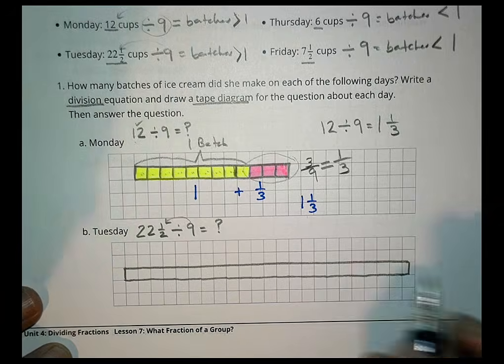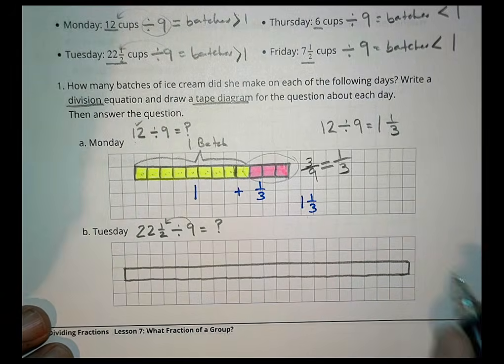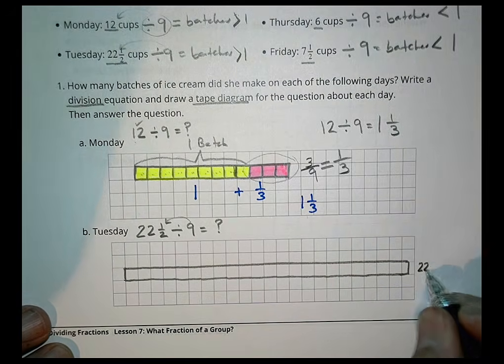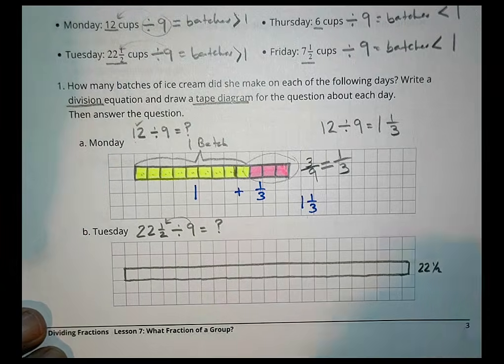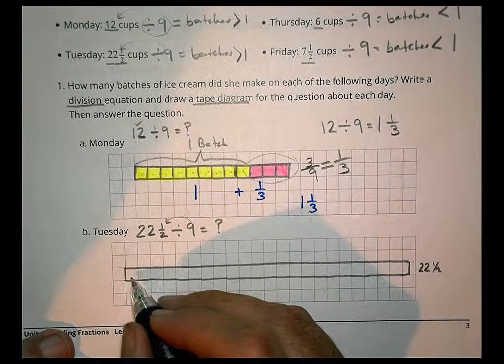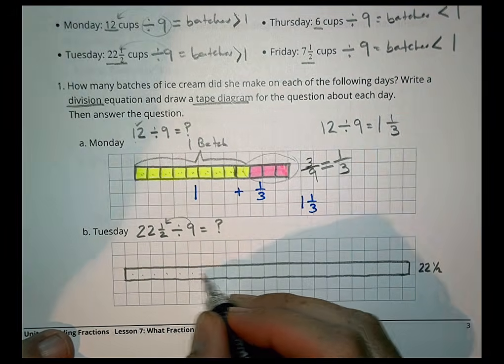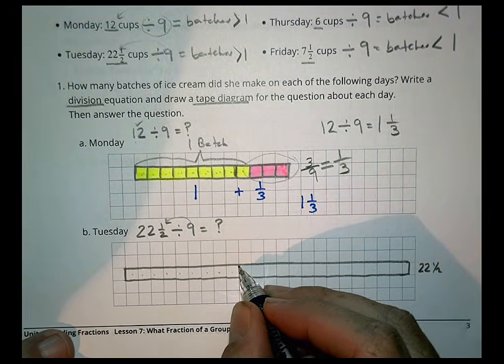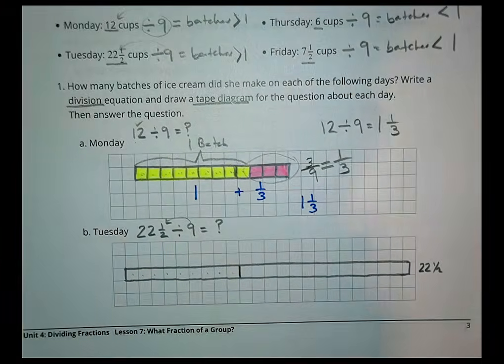22.5. That's my 22.5 right there. Okay, so I can write that down, 22.5, if I wanted to know what that length is going to be. Now I know that it takes 9 to make a batch: 1, 2, 3, 4, 5, 6, 7, 8, 9. So we can draw 9 there. That's one batch.